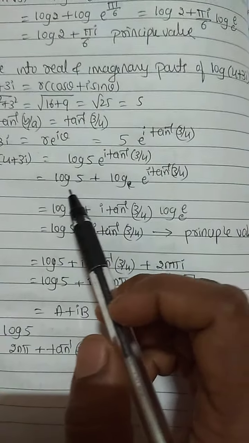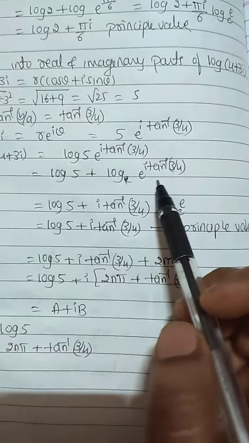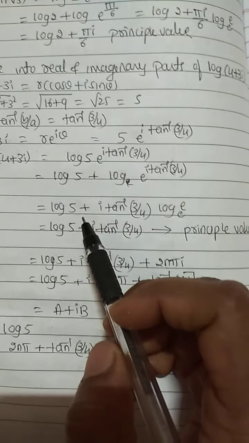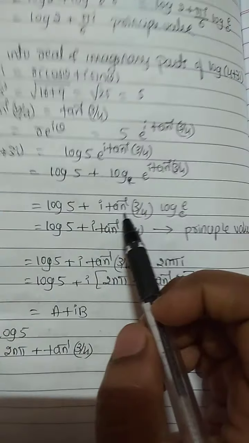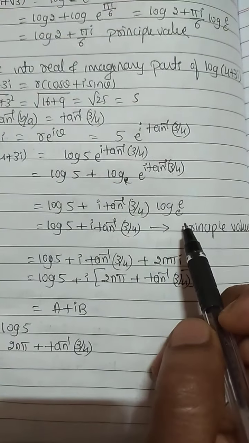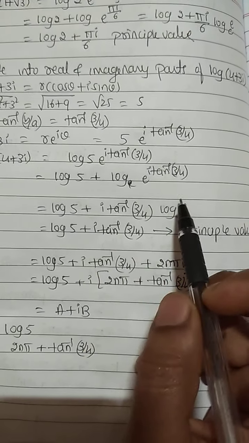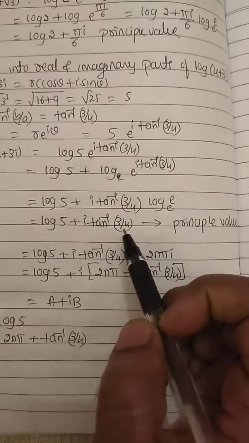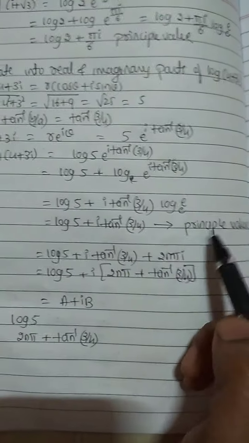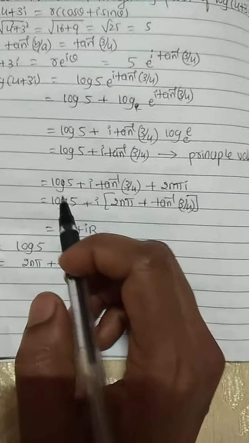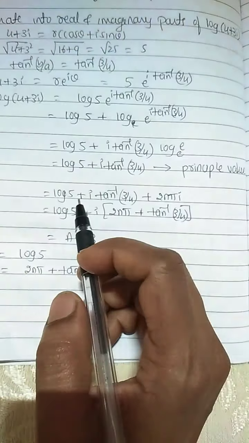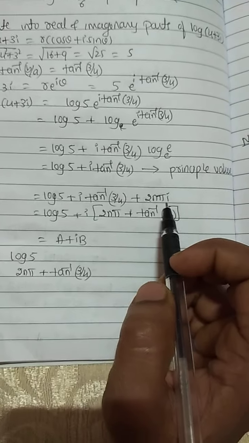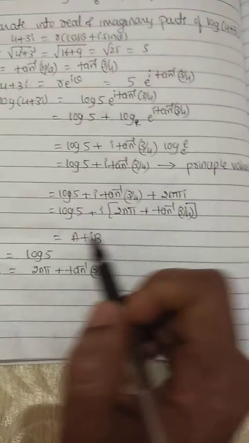Log AB equals log A plus log B, so we get log 5 plus log of e power i tan inverse of 3 by 4. That is log 5 plus i tan inverse of 3 by 4 into log e to the base e. This value is 1. Therefore, this equals log 5 plus i tan inverse of 3 by 4. This is the principal value. Log 5 plus i tan inverse of 3 by 4 plus 2n pi i is the general value.